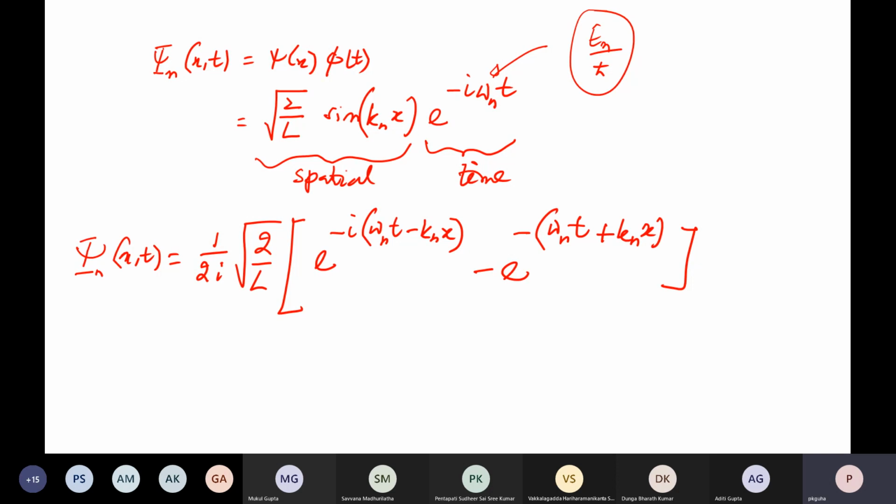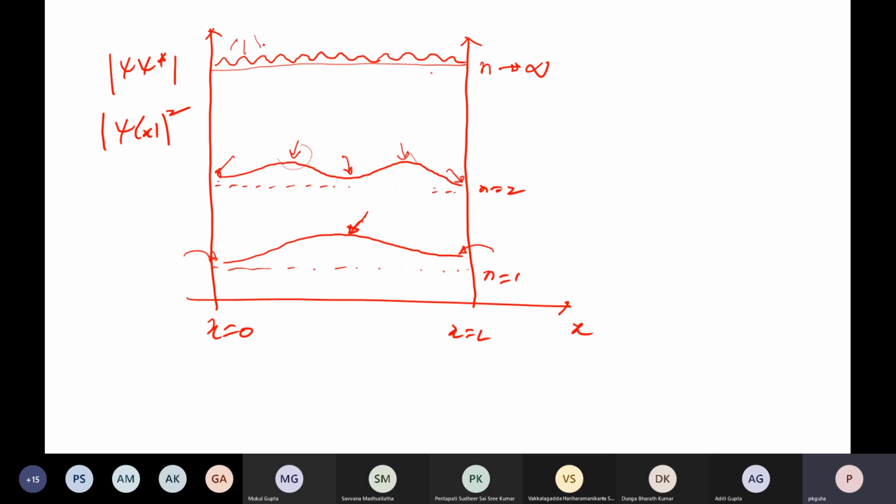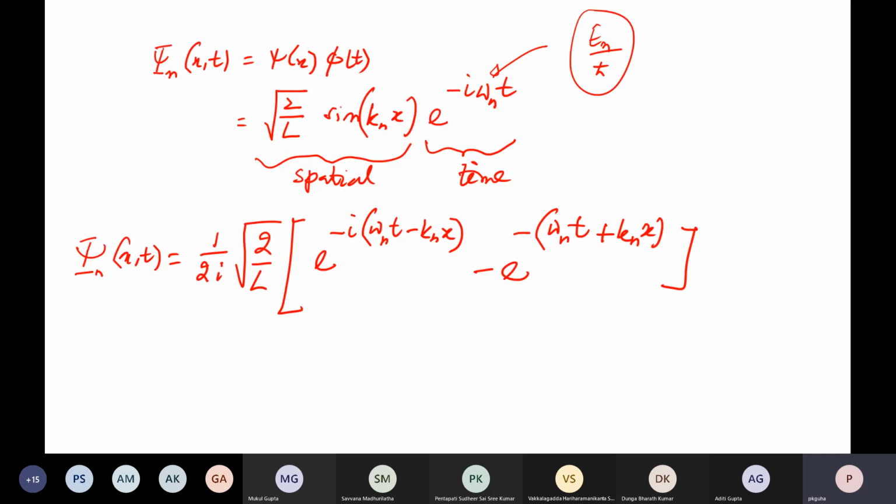the humps are very close to each other. Here you see the humps are very close to each other, and so you will get similar to that of the classical concept. So the probability of finding the particle becomes uniform if you go for large values of n. So this is our infinite potential well.